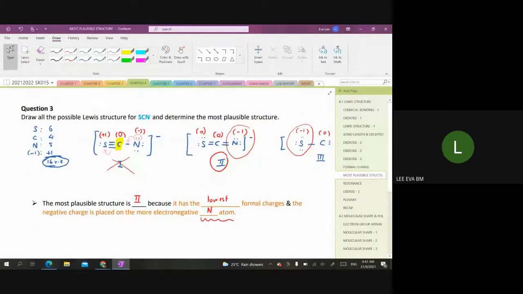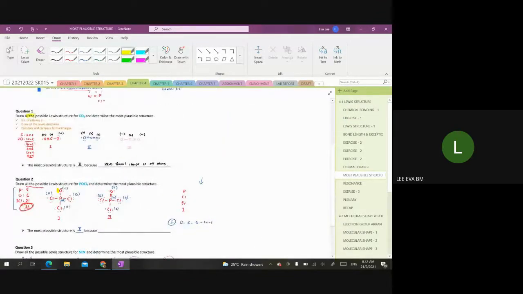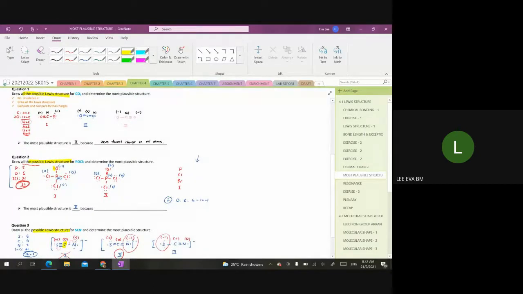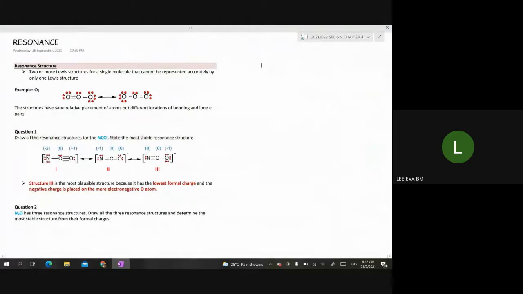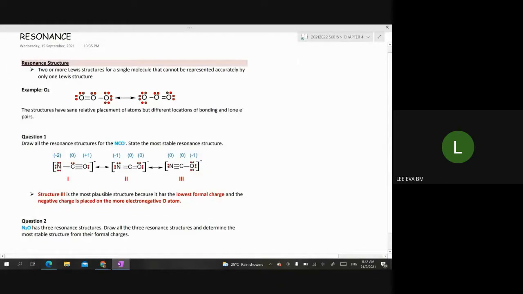Okay, so for these 3 questions, if you look at the pattern of the questions asking, they ask you to draw all the possible Lewis structures. Okay, so we can conclude these different Lewis structures as the resonance. So this is another new name. Okay, resonance structure. Kena faham, kena tahulah definition untuk resonance ialah apa. So resonance refers to when you have 2 or more Lewis structures for a single molecule or for the same molecular formula that cannot be represented accurately by only one Lewis structure.